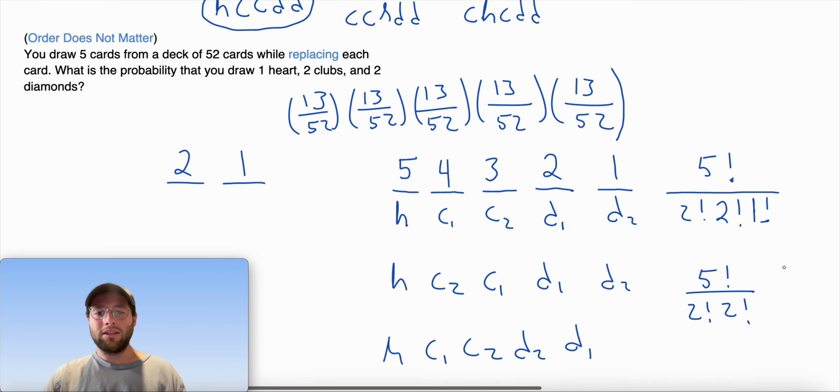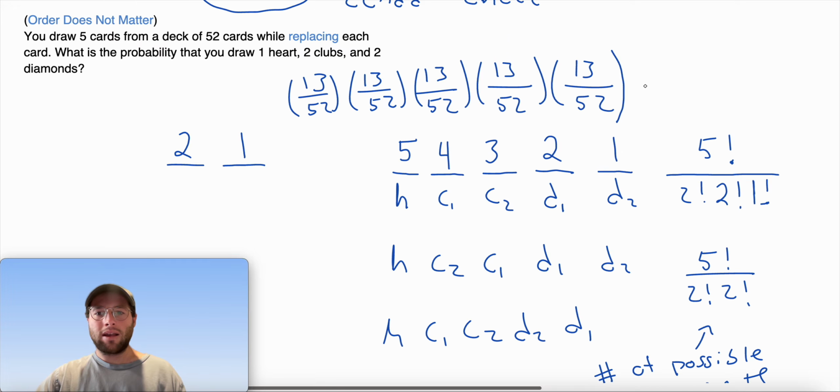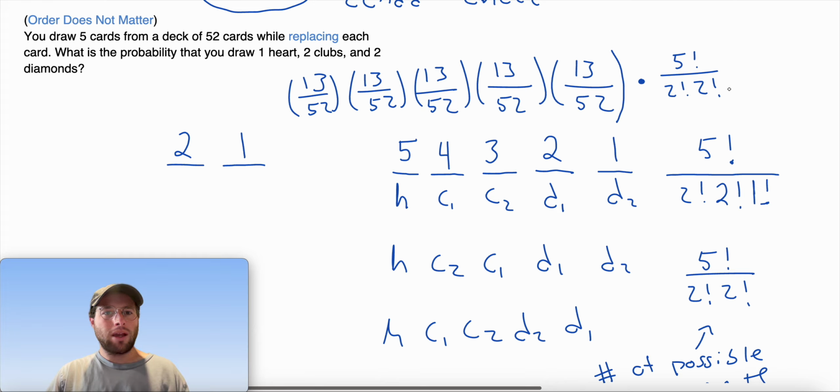And so that is the total number of possible arrangements. And now we need to multiply that by our general probability here. So we have times 5 factorial over 2 factorial 2 factorial. Okay, awesome. So we finished up that one.